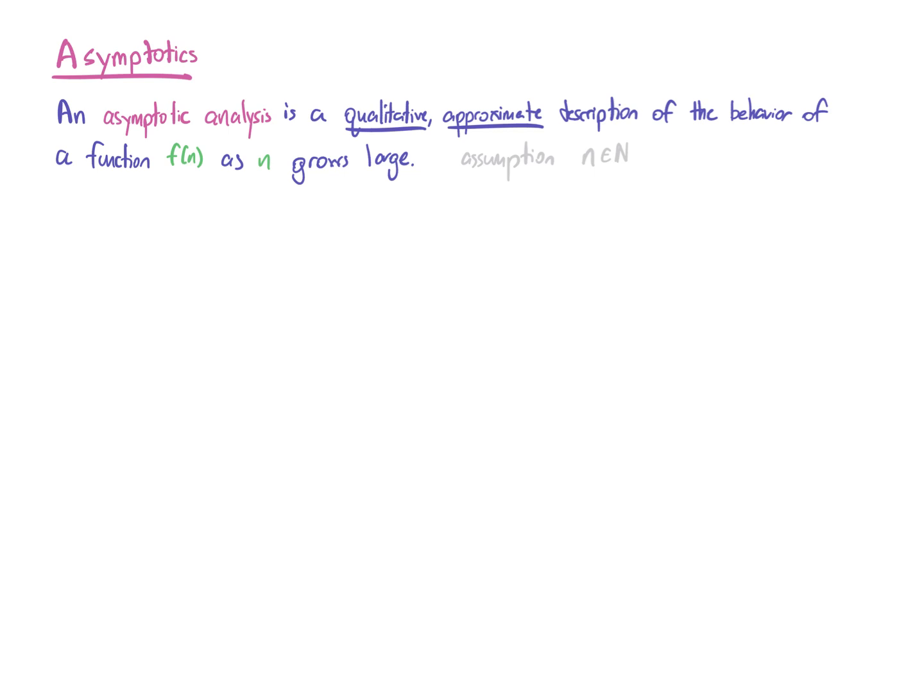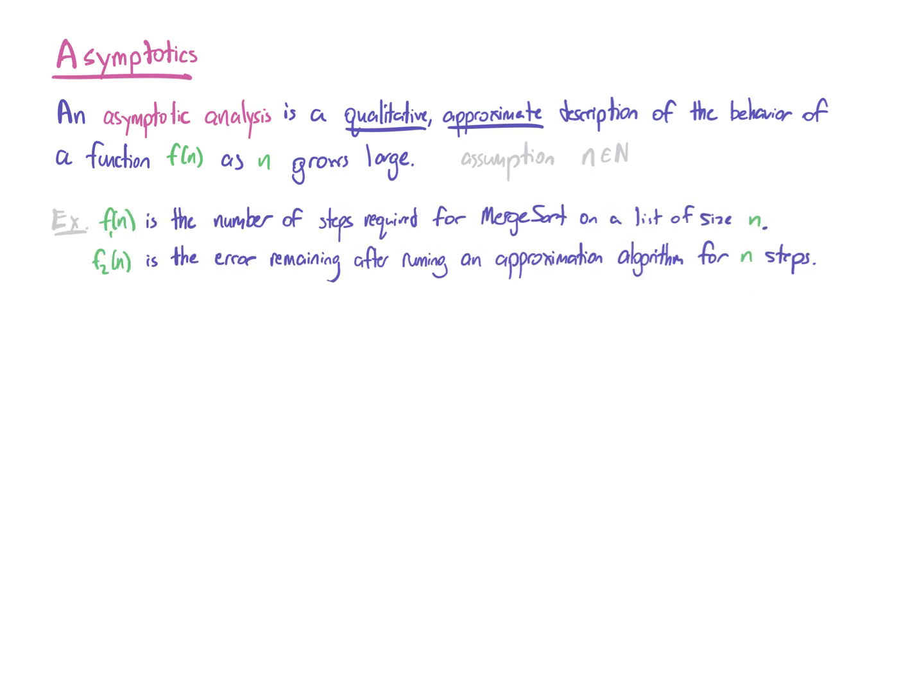The reason that we would want to give a qualitative or approximate description of the behavior of a function is that there are functions that we care about that are really not possible to describe precisely and mathematically. So here are two examples. One example of a function we care about, f of n, is the number of steps required for merge sort. Remember the merge sort algorithm from our last set of videos. f of n is the number of steps required to execute that algorithm with a list of size n.